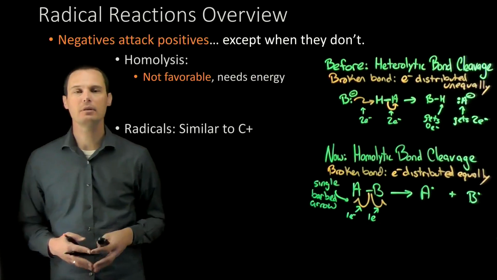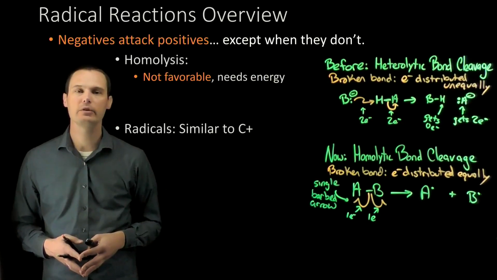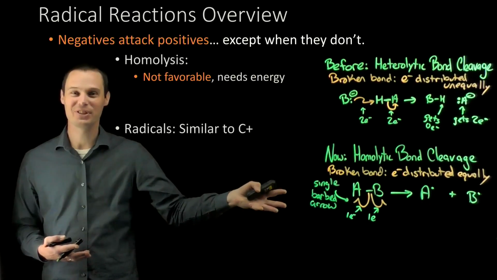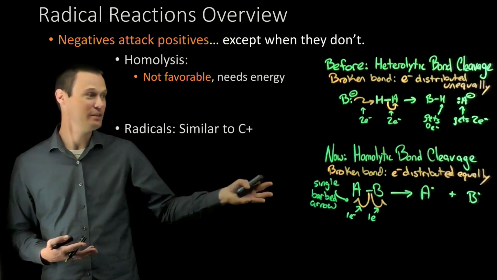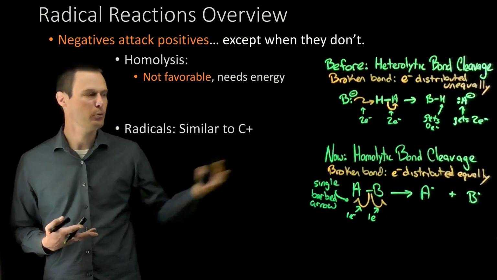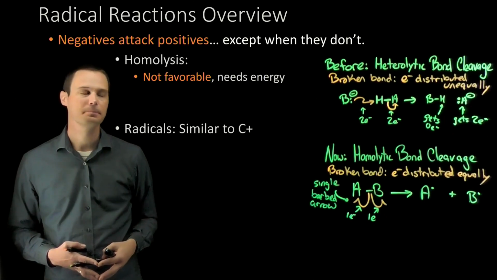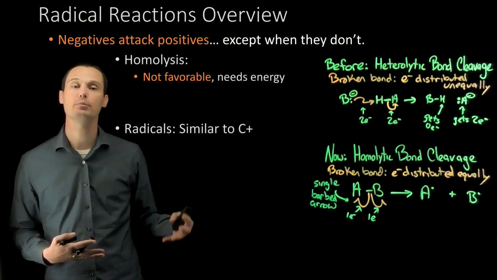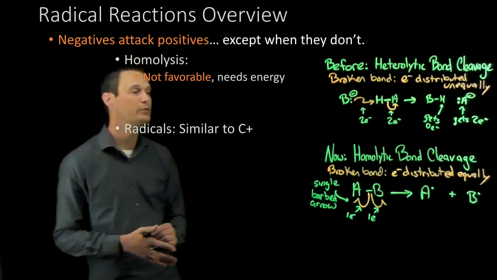So some overviews here with homolysis, the homolytic bond cleavage. This is not a favorable process. I mean, A and B were doing just fine being in a bond all by themselves. We didn't need to break them into their radicals. In fact, that's why bonds form, because bonds are more stable than two individual atoms unbonded. So this is an uphill, unfavorable process. We need to input energy into this system in order for this to happen.